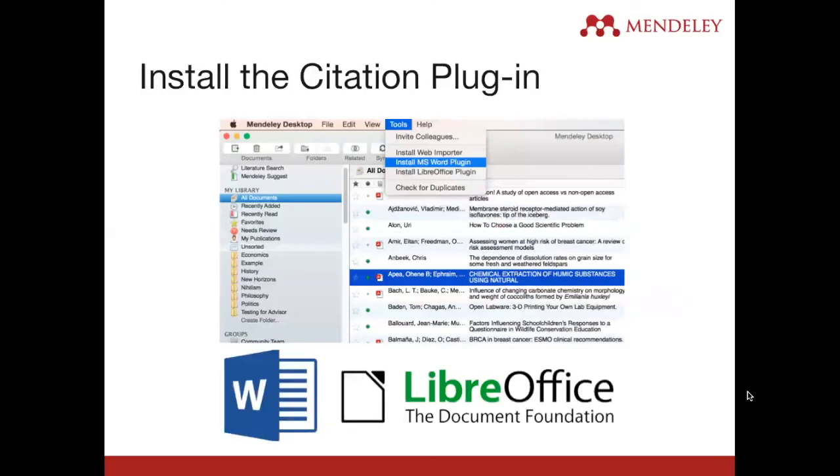You'll first need to install the citation plugin. This can be done via the Tools menu within Mendeley Desktop. The citation plugin supports Microsoft Word for Windows and Mac, and the free alternative LibreOffice for Windows, Mac, and Linux. Depending on which of these you've installed, you will see the prompt to install the plugin. Once installed, the citation plugin will appear within your word processor. Its appearance will vary slightly depending on your operating system, but you will see the same buttons and options in both. So let's go ahead and open the word processor to see the citation plugin in action.